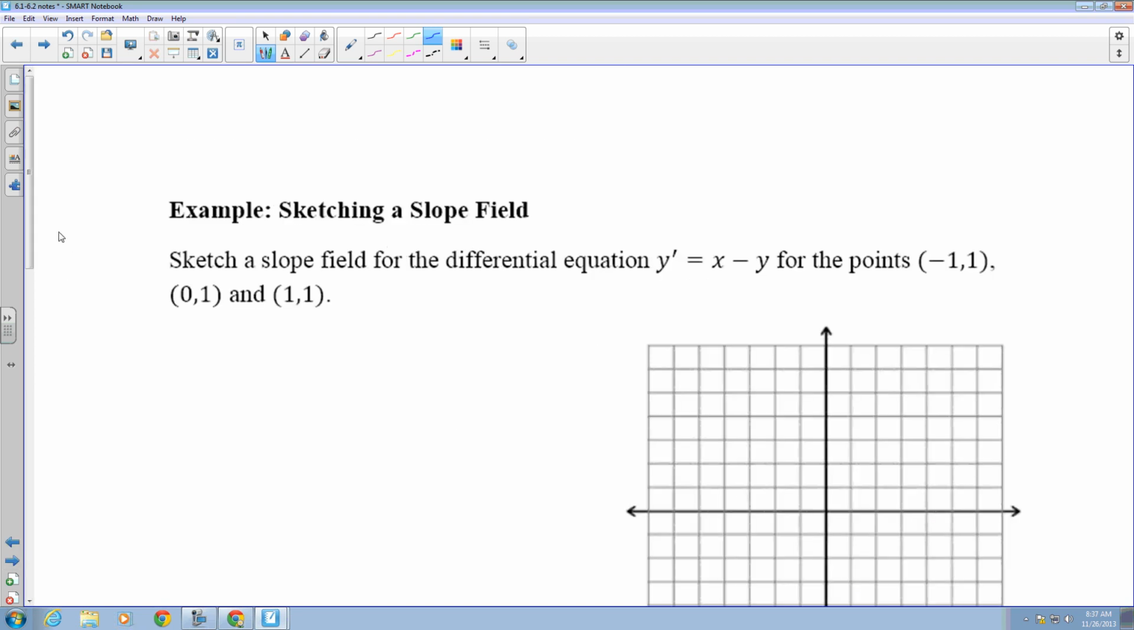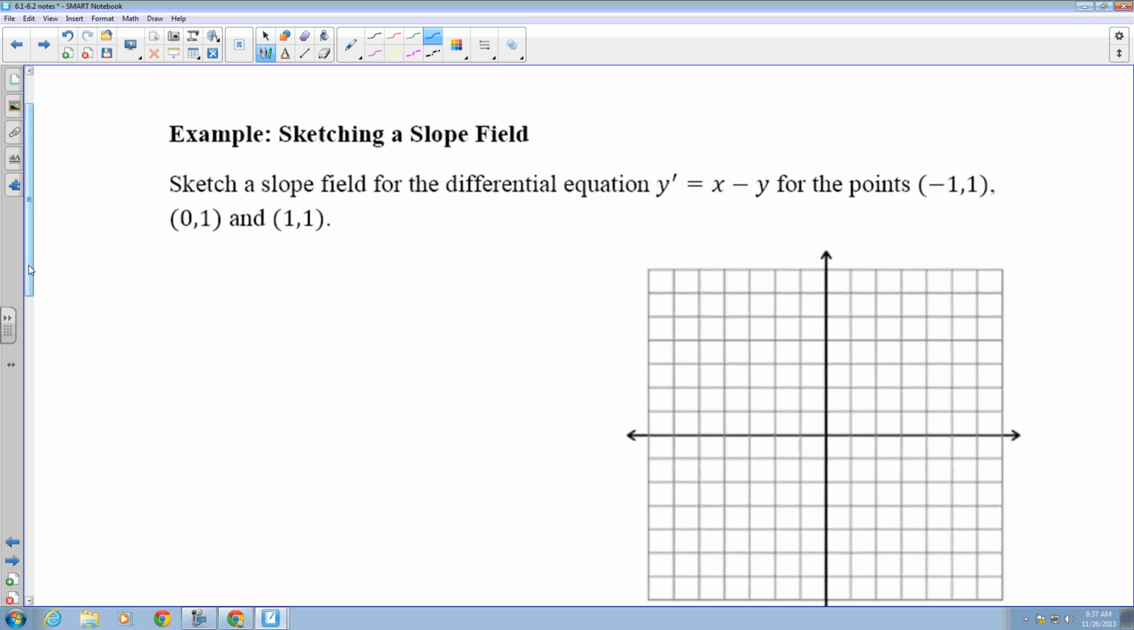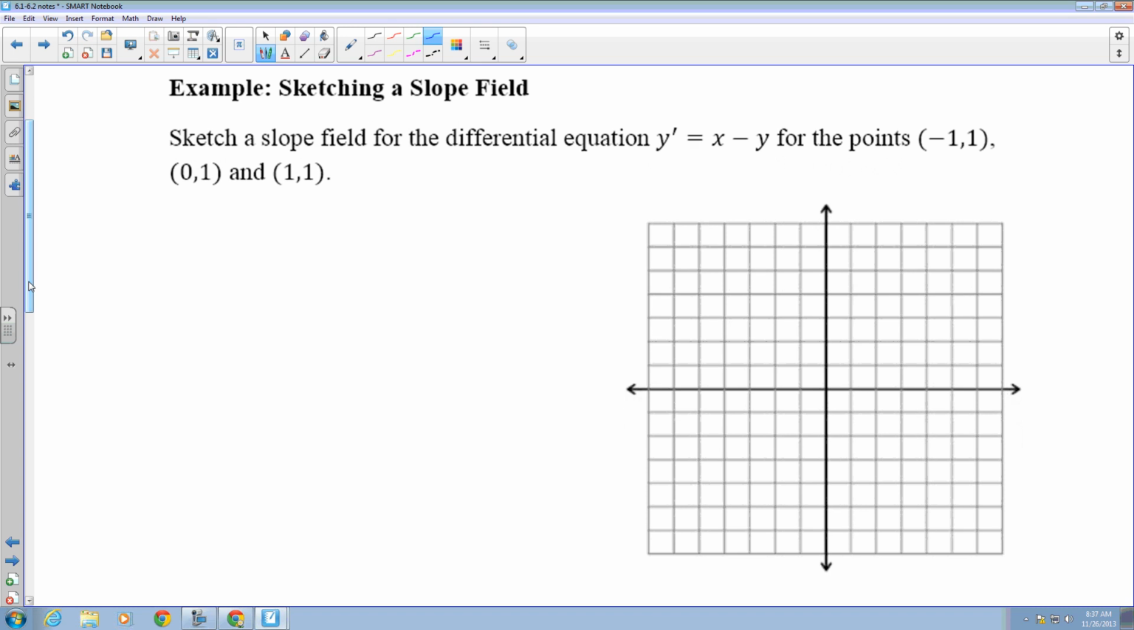So that was the first part. The second part is doing the slope fields themselves. Now a slope field is a graph of little dashes that tell you what the slope is at each individual point. So if we know what the slope is, that means that we have the derivative. And this y prime equals x minus y is going to represent the derivative at any point.